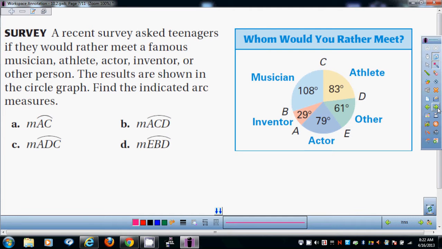All right. It is 137. Arc AC is the sum of those two smaller arcs.